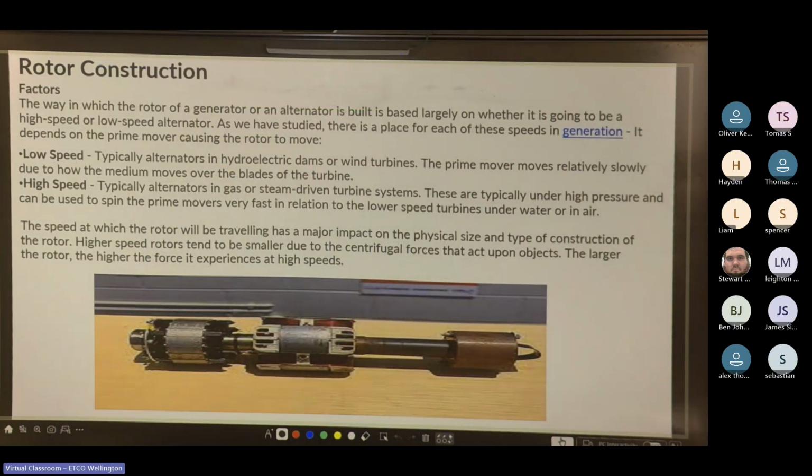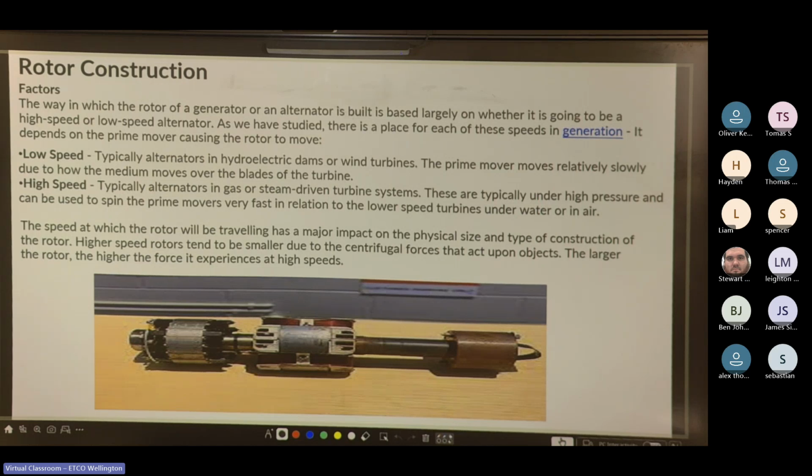Cool. So rotor construction. The way in which the rotor of a generator or an alternator is built is based largely on whether it is going to be a high speed or low speed alternator. As we've studied, there is a place for each of these speeds in generation. It depends on the prime mover causing the rotor to move.